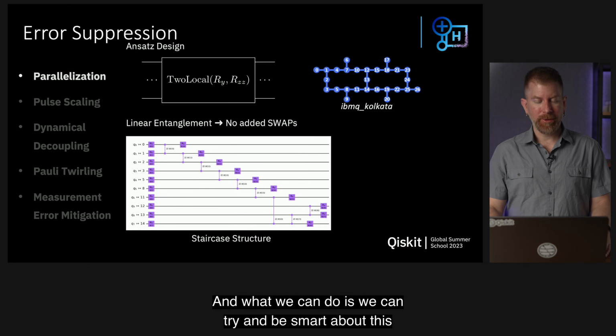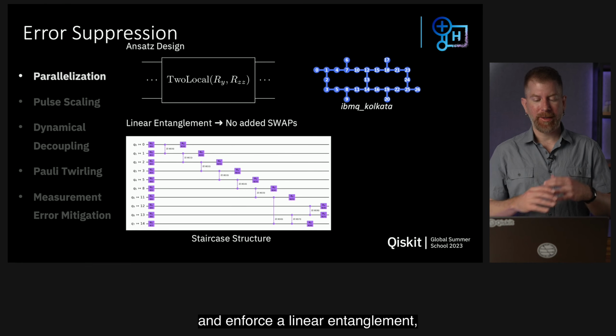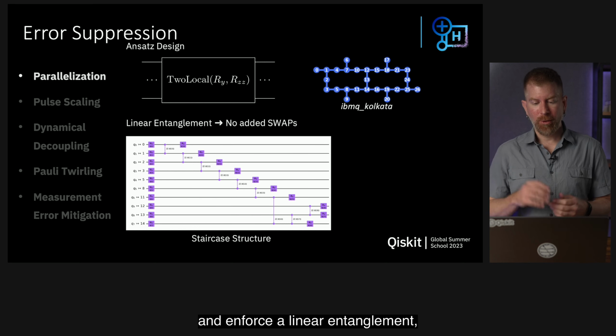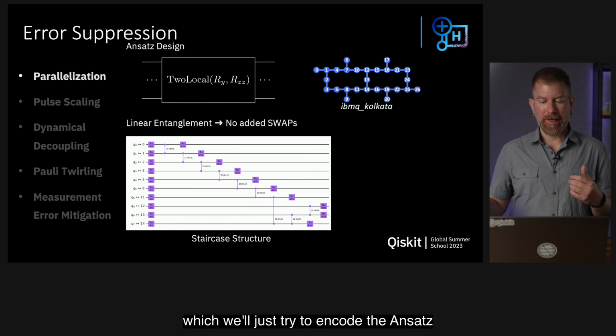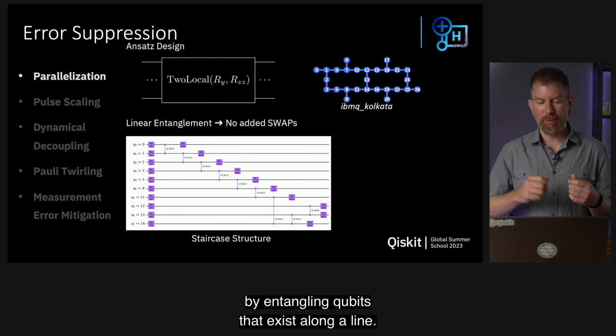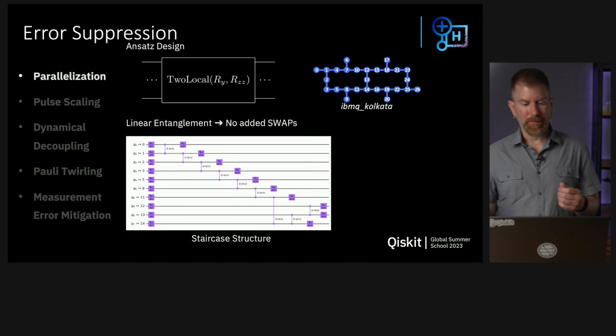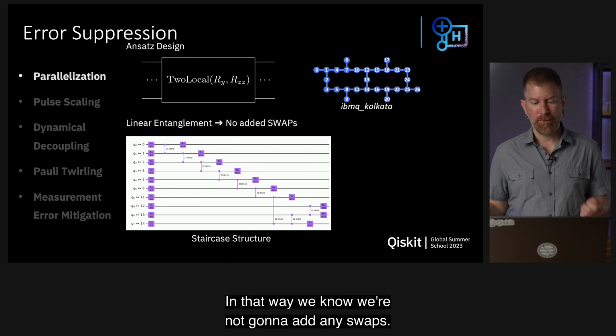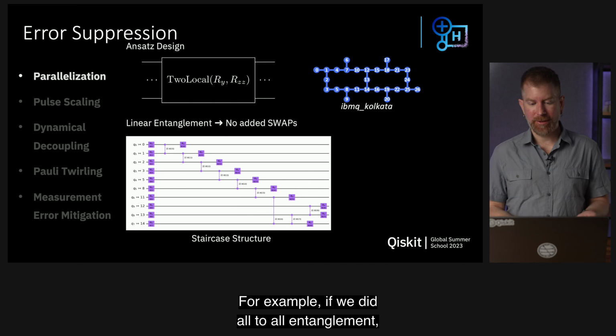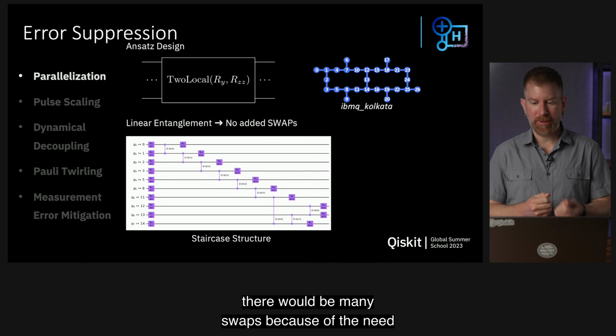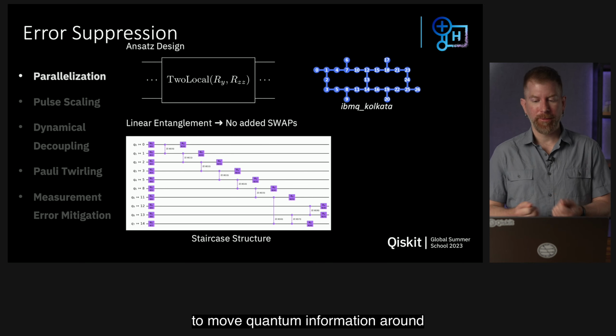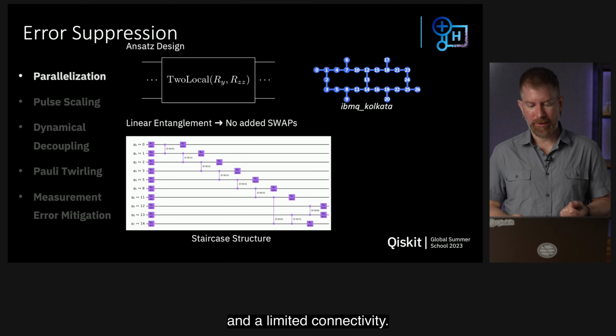And what we can do is we can try and be smart about this and enforce a linear entanglement, which will just try to encode the ansatz by entangling qubits that exist along a line. In that way, we know we're not going to add any swaps. For example, if we did all-to-all entanglement, there would be many swaps because of the need to move quantum information around in a limited connectivity.